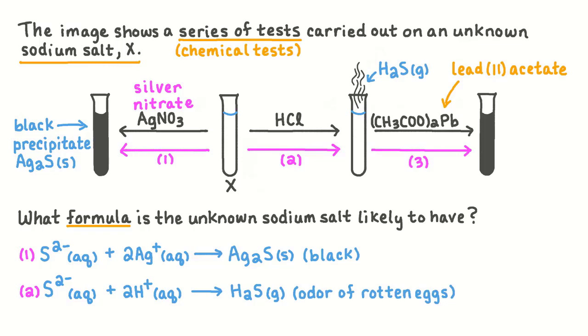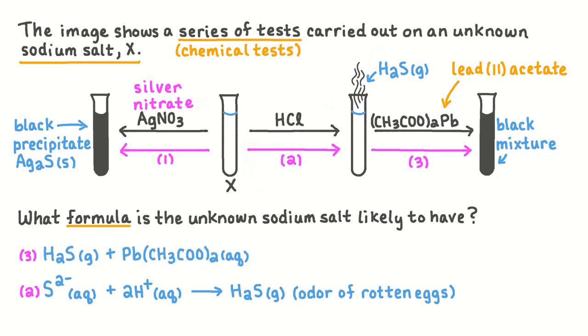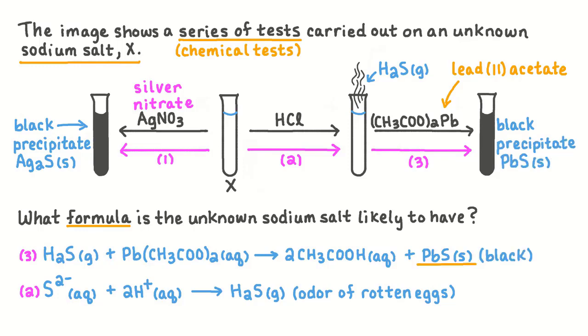According to the diagram, when lead-2 acetate is added to the mixture that produced the gas, a different black mixture forms. If there are still sulfide ions or hydrogen sulfide in the mixture in the test tube, then a chemical reaction will occur with the lead-2 acetate. The products of the reaction are acetic acid and lead-2 sulfide, or PbS. Lead-2 sulfide is a black precipitate that gives the mixture in the test tube its black color.